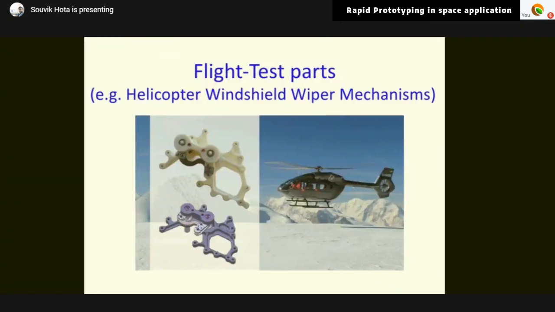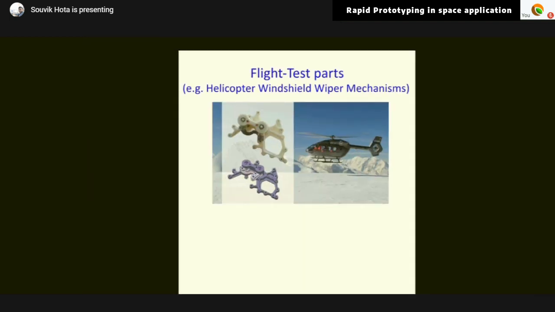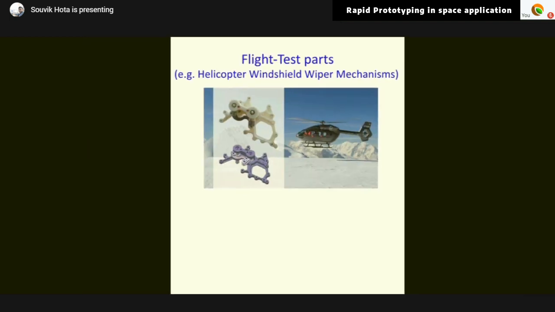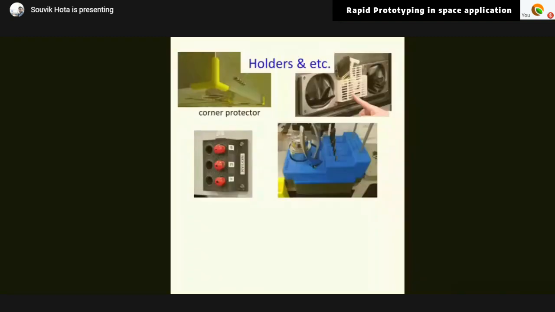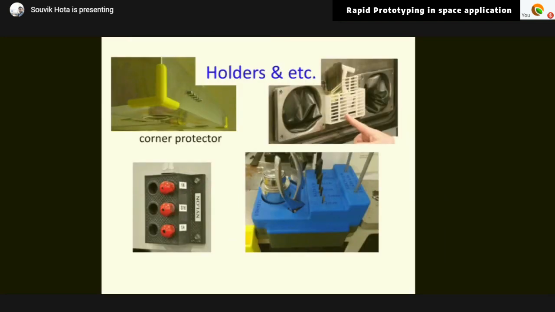And we can see this very rapidly, you can manufacture this kind of parts, and it has a good strength and requires very less time to manufacture this kind of product. We can have some holder, some corner protector for our radio navigation instruments in aircrafts, which can be made with the help of this rapid prototyping technique.